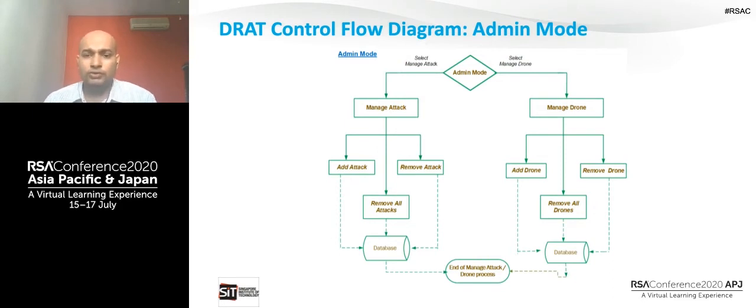So if you want to add a specific attack against a specific drone, you can look for that drone. And if it is not there, you add that drone, right? Once you add that drone as an option into the framework, then you can add different attacks against that drone, right? Similarly, you can remove drones from the attack framework.